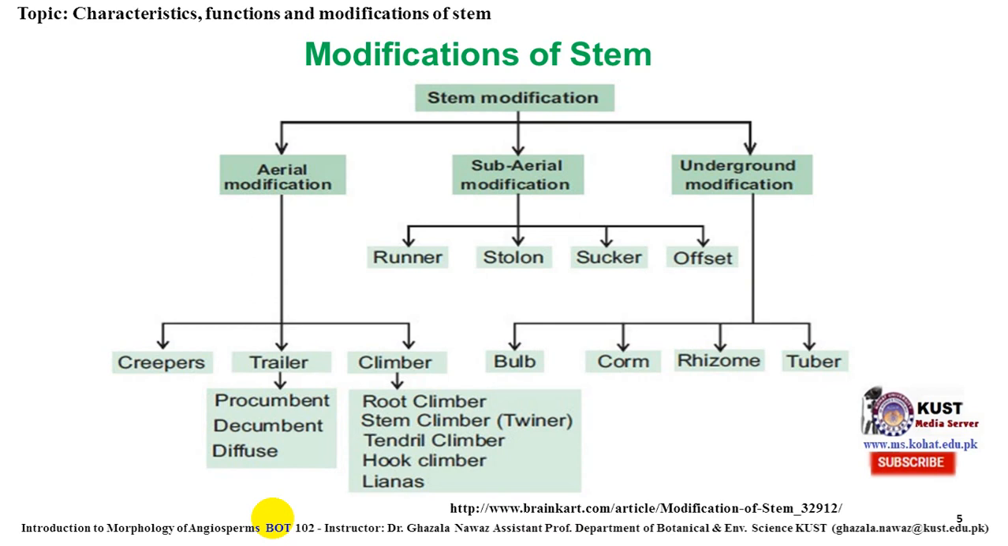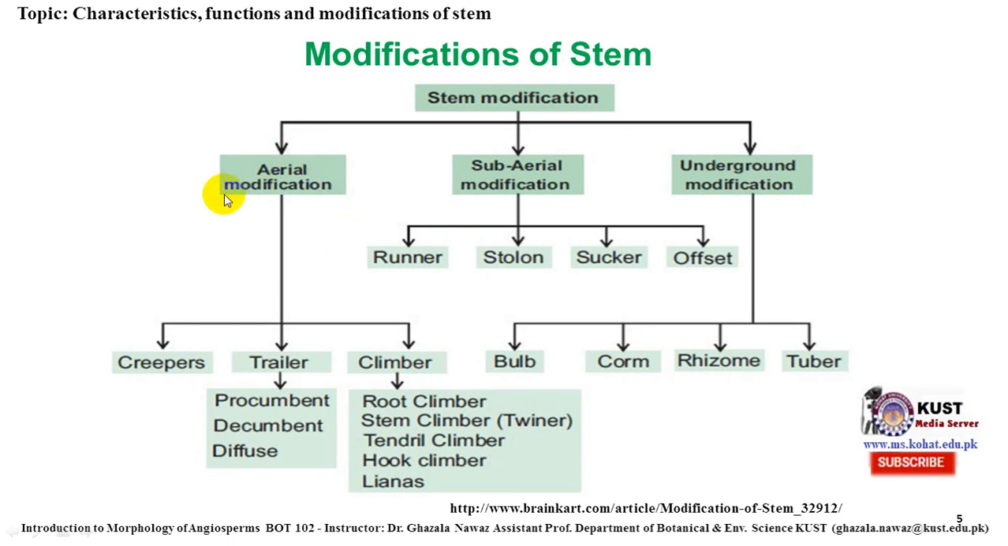The first one is the aerial type or the aerial modification. The second one is the subaerial modification, and the third one is the underground modification. So first of all, we are going to discuss in detail in this lecture the aerial modification. Subaerial and underground modification we will discuss in detail in our next lecture. So aerial stem or aerial modification is a type of modification in which axillary buds are modified to thorns and tendrils for protection and support.